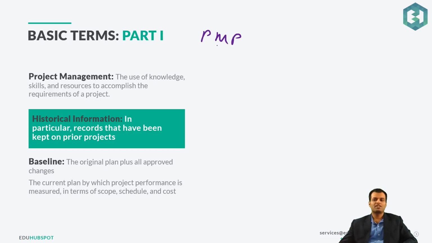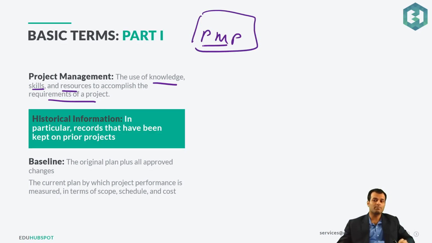The certification is Project Management Professional, right? So we did what is a project, but what is project management? It's the use of knowledge, skills, and resources to accomplish the requirements of the project. See, what is the requirement of this project that you're doing? The main requirement is to make sure that you get this word PMP after your name, right? That is why we are doing this course. That is why we are learning these concepts.